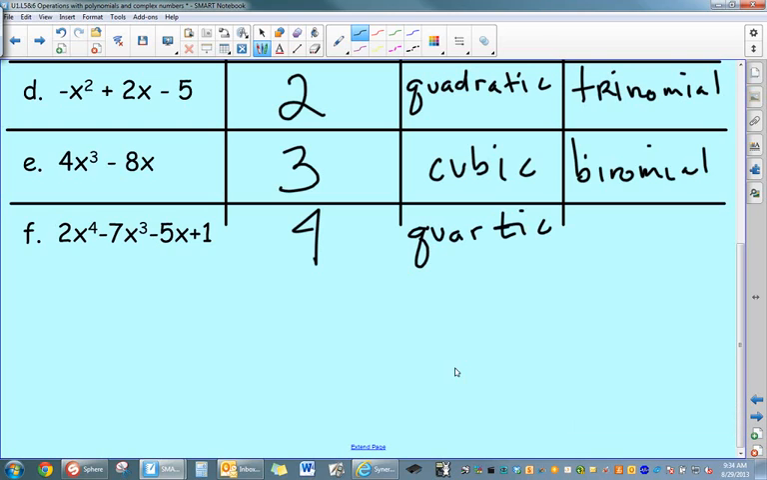Alright? And then there are 4 terms. So there's no fancy name for it, we're just gonna call it a polynomial. You can call it a 4-term polynomial, we can just call it a polynomial. Anyone need a clarification on the chart?